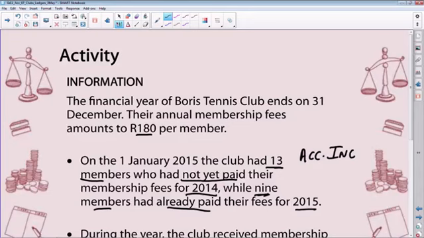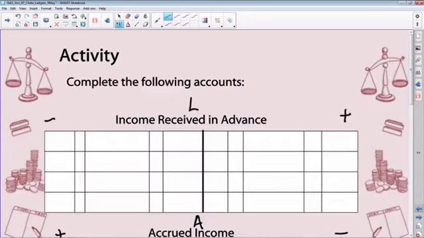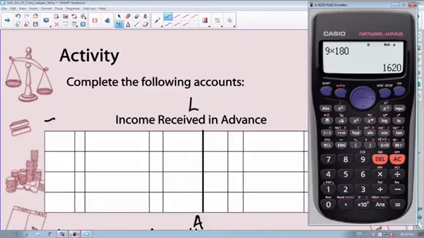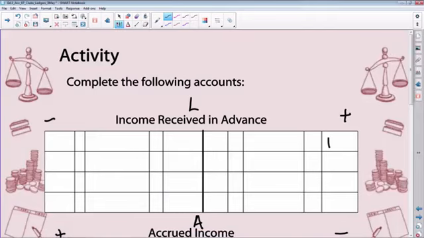So let's fill that in. Income received in advance, it's 1,620, and this is my balance brought down again at the beginning of the financial year, 1st of January 2015.